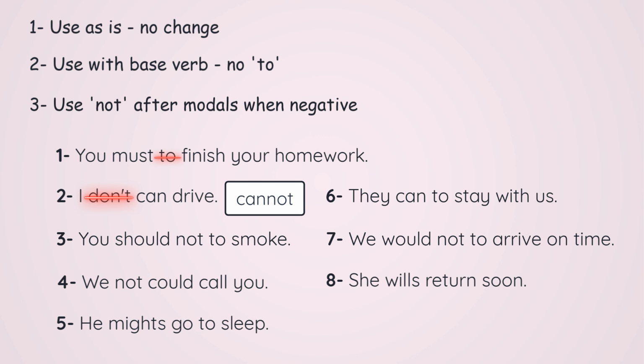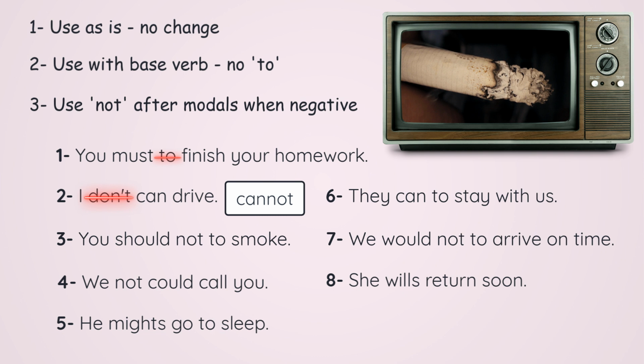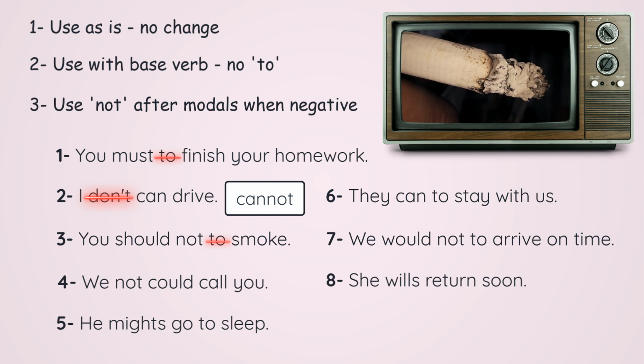Number three, you should not to smoke. What's wrong there? We want to take out this to. The sentence should be, you should not smoke. So again, you don't want to use the to. Just use the base form of the verb. Don't use the full infinitive.